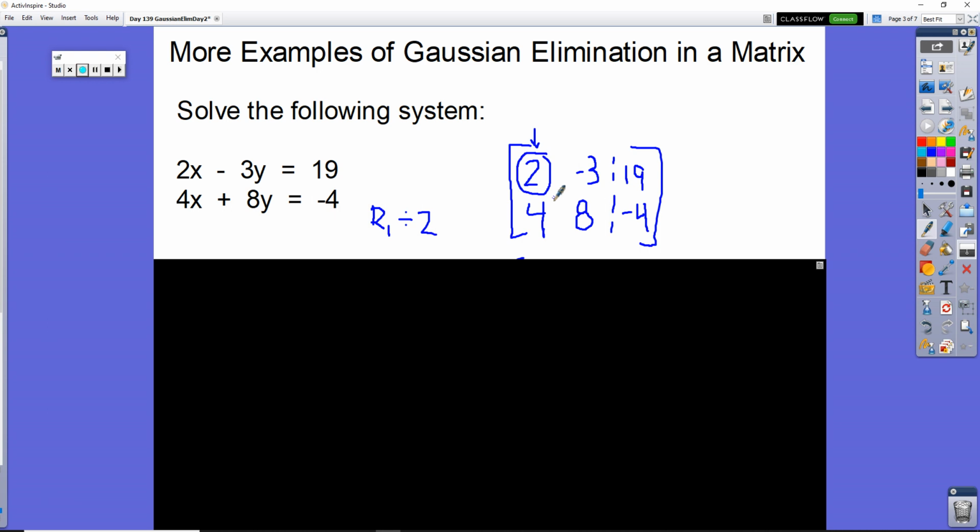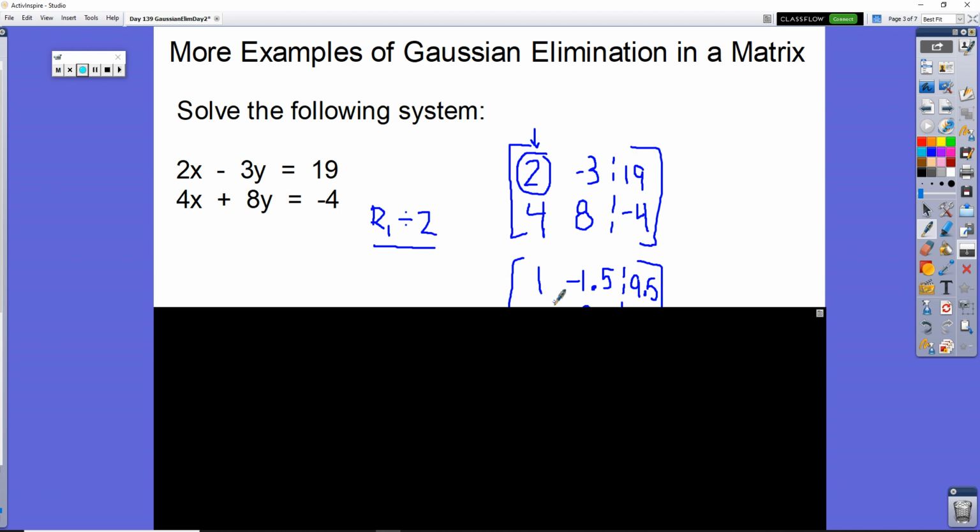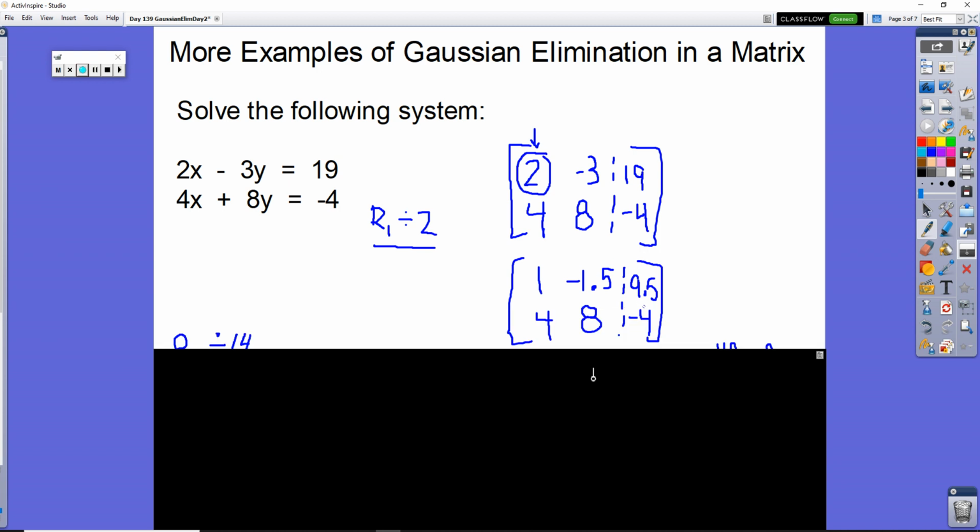Well, I currently do not have a 1 in that spot. I have a 2. So what I'm going to do is take the entire first row and divide everything by 2. Remember, whatever math you're doing, you have to do it all the way across. So your new top row after being cut in half is going to be 1, -1.5, 9.5. When you're not doing something to a row, you're just copying it over. So the second row, I'm just copying over 4, 8, -4.